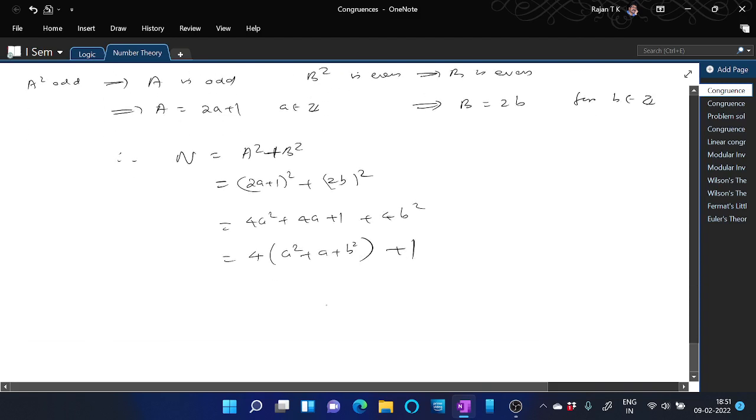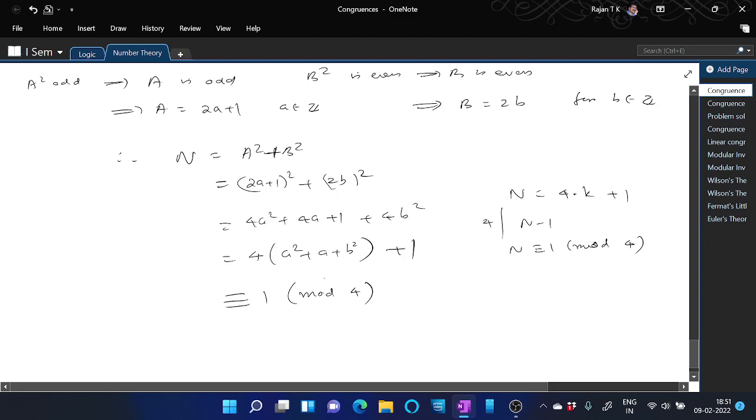Clearly, N is equal to 4 into a square plus a plus b square, plus 1, which means N is congruent to 1 mod 4. Here N is written as 4 into some integer k, plus 1. N equal to 4k plus 1 means N minus 1 is divisible by 4. That means N is congruent to 1 mod 4. So that is how we use this congruence relation to write N is congruent to 1 mod 4.